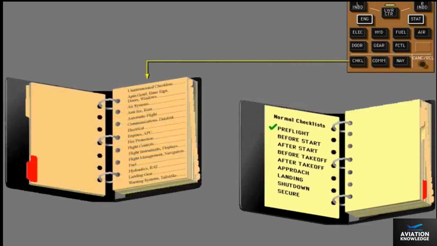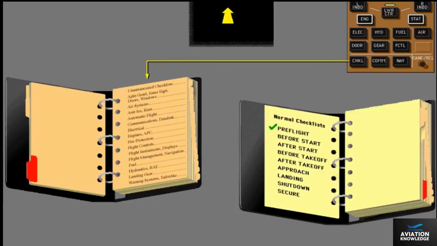Non-normal checklists take priority over normal checklists when the checklist display switch is pushed. A problem in the hydraulic system exists and its associated ICAS message displays. Pushing the checklist display switch displays the non-normal checklist linked to this message. Only messages with icons have checklists associated with them.